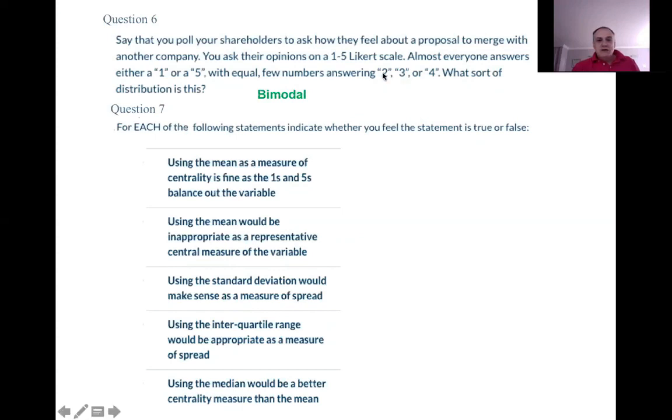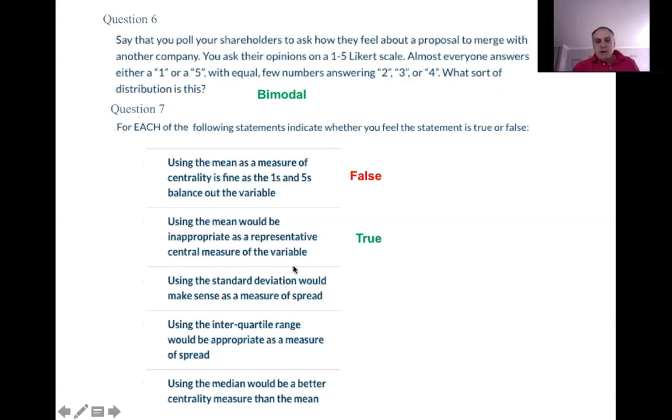So this sort of distribution is what we call bimodal. A mode is the highest point. When it's got two points like that, it is bimodal. And this one would be false. Using the mean would be inappropriate as a representative central measure. Yes, so that one's true.